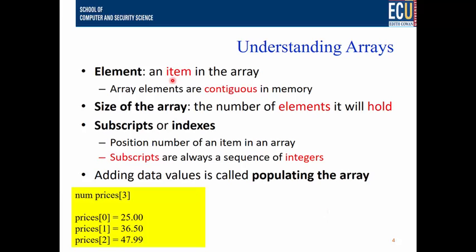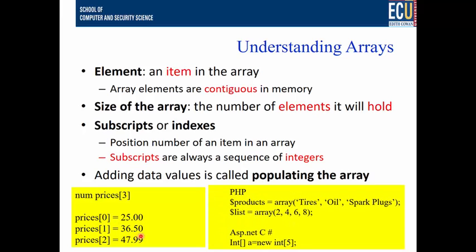So some terminologies: each item in an array is called an element, and as I mentioned, they are stored contiguously. The size of an array tells us how many elements that array can hold. And as I mentioned, array indexes start from 0 and go to size minus 1. When we say populating an array, we mean adding data into the array, and this is how we populate an array. This is one way we can assign values directly to specific indexes.